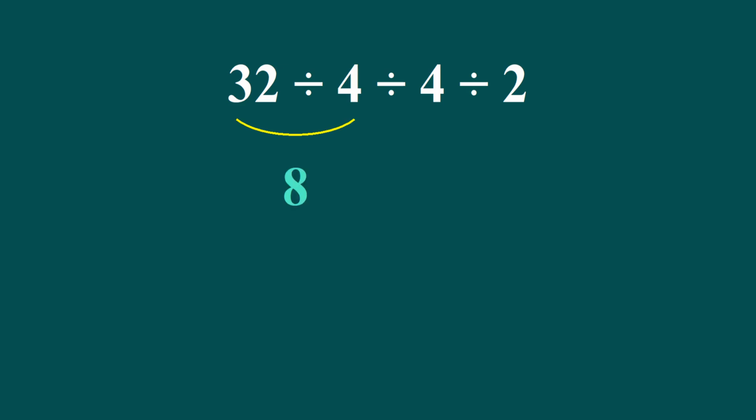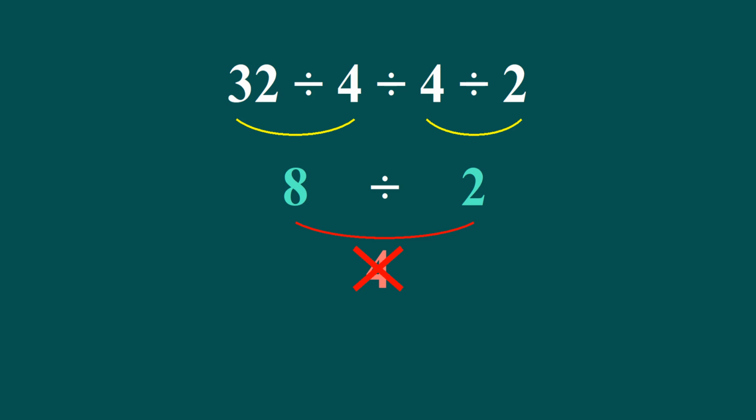And here we have 4 divided by 2, which equals 2. So 8 divided by 2 is just 4. But this answer is not correct because according to the order of operations, when we have more than one division in an expression, we have to work from left to right.